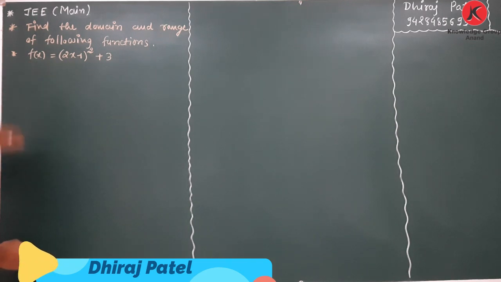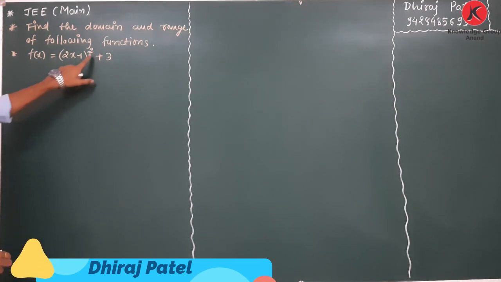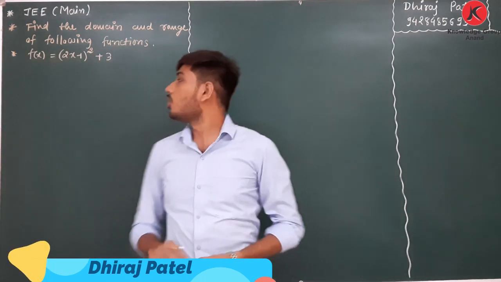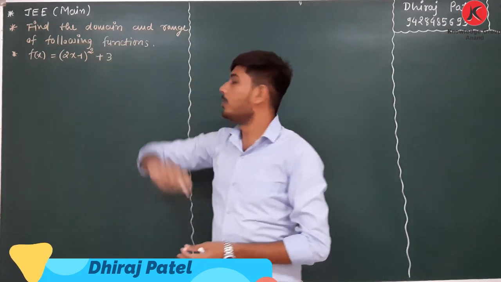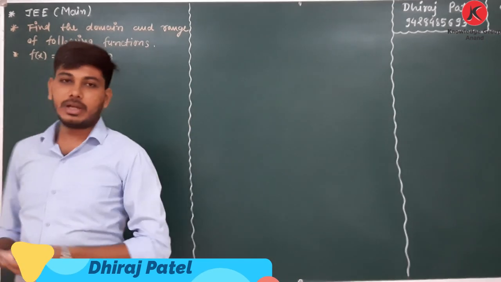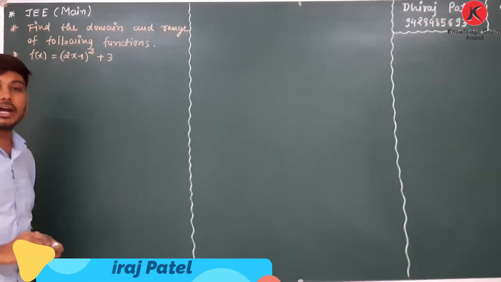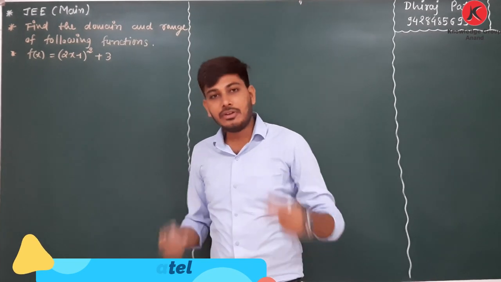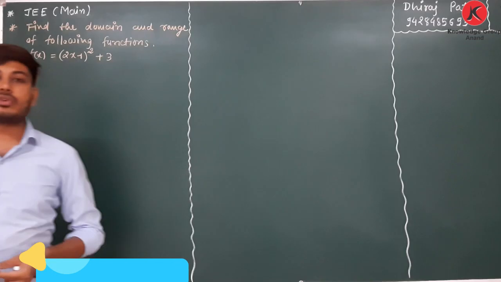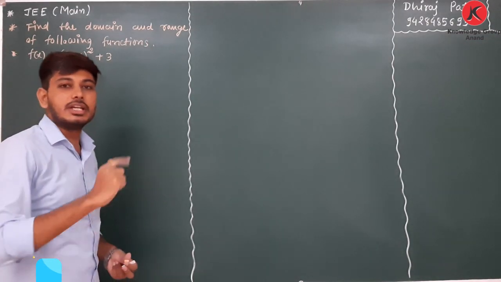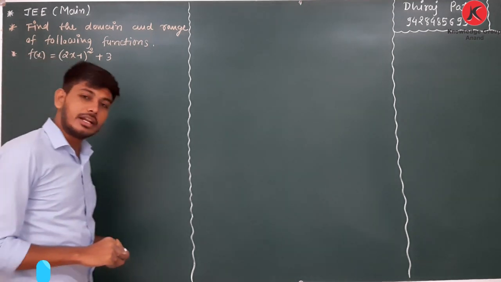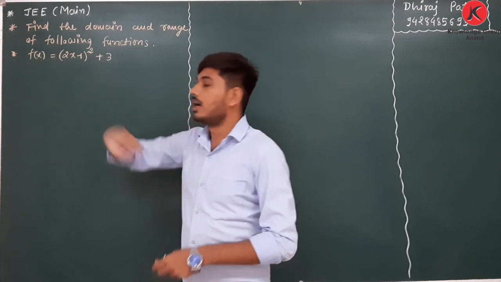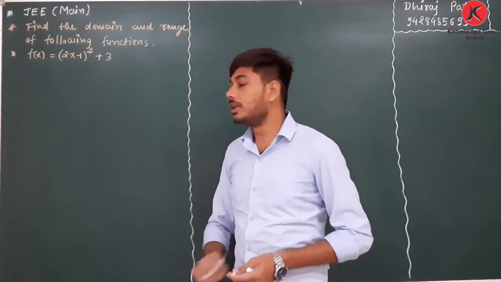Let's go, first question is f of x is equals to (2x minus 1) whole square plus 3. First of all, we have to obtain the domain. So for obtaining the domain of this function, identify this function. This is polynomial function, and we know that the domain of any polynomial function is R, means any real number. We can put any real number as x, and our f of x is defined for every real number.